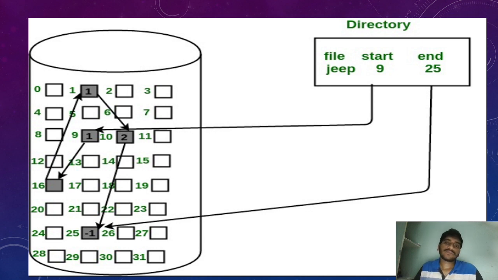For example, if we take a file name as zip, the starting of the zip file is the ninth block. That indicates the ninth block is 1, and it ends at block 25. The end of the file is indicated by placing -1 in block 25. See, in linked list allocation, the end of the file is indicated by -1.